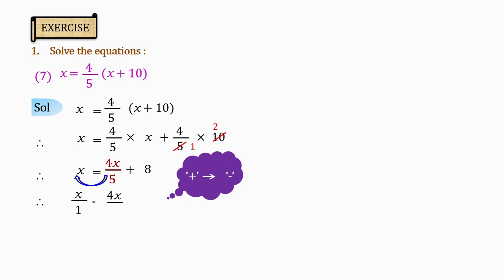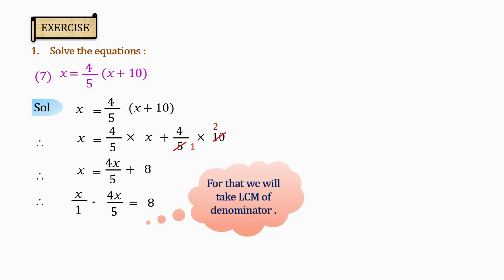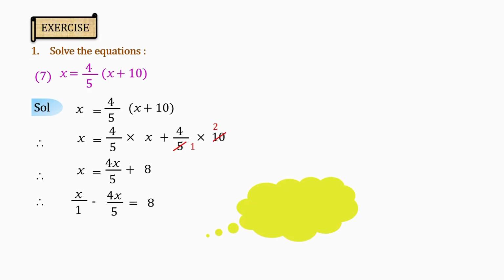So x means x by 1. Now in order to solve this, we have to make the denominator same. So that's why we are going to take the LCM of the denominators. So which is 1 and 5, LCM will be 5 again.